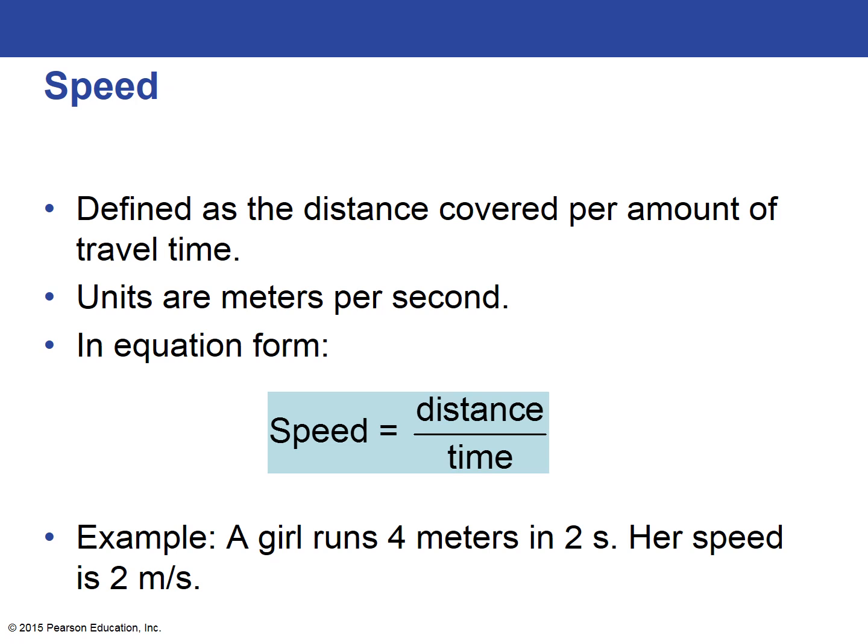So if, for example, a runner runs the 100-meter dash in 5 seconds, assuming he had the same speed at the beginning, middle, and end, then his speed would be 100 meters divided by 5 seconds, which in that case would be 20 meters per second. So that would be a way to characterize the speed. Another example, as you see here, is a girl runs 4 meters in 2 seconds. Her speed is 4 divided by 2, or 2 meters per second.